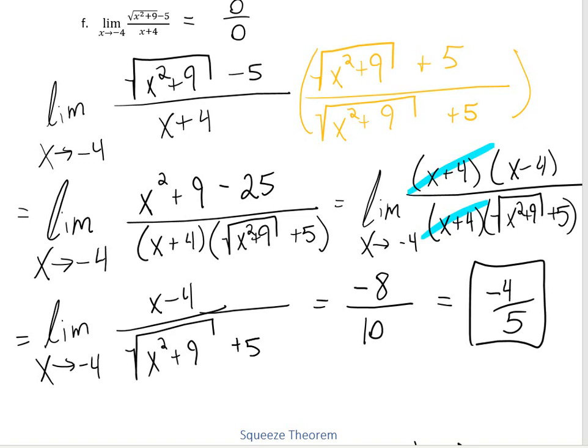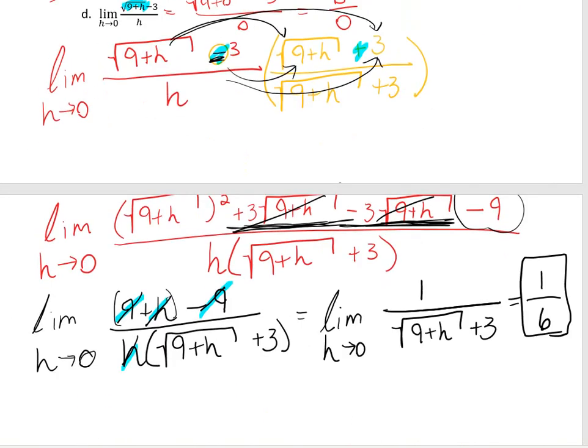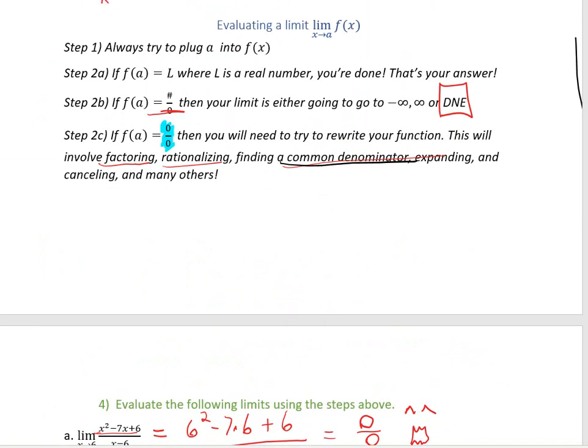Welcome back. So we're still in section 12.3 and we're going to be talking about the squeeze theorem, which I also refer to as the nuclear option. Here's why I refer to it as the nuclear option. The reason is that you should always try all of these things first.